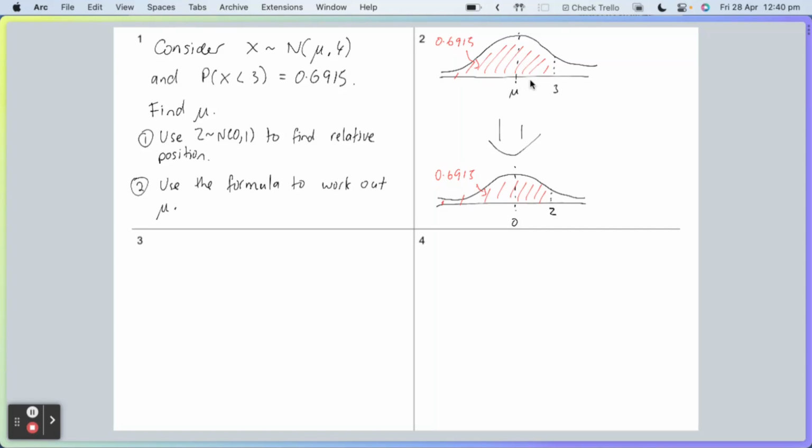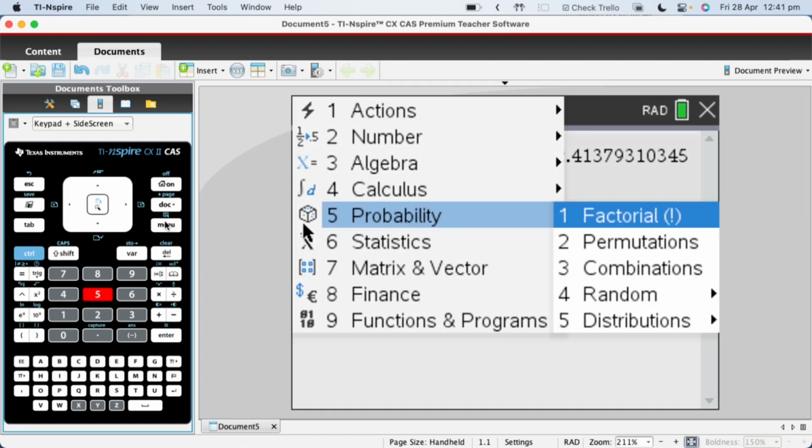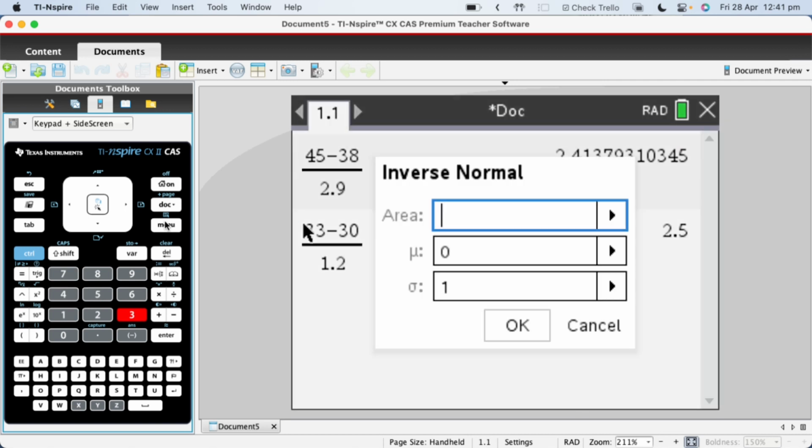First of all, just like you've been doing in 16C, we're going to work out the probability of big Z less than little z at 0.6915. So we work out that probability using our inverse norm on our calculator. I'm going to switch to the calculator view, and I'm going to go menu, 5 for probability. It's so much faster to use the keyboard than the clunky arrows. 5 for distributions, and 3 for inverse normal.